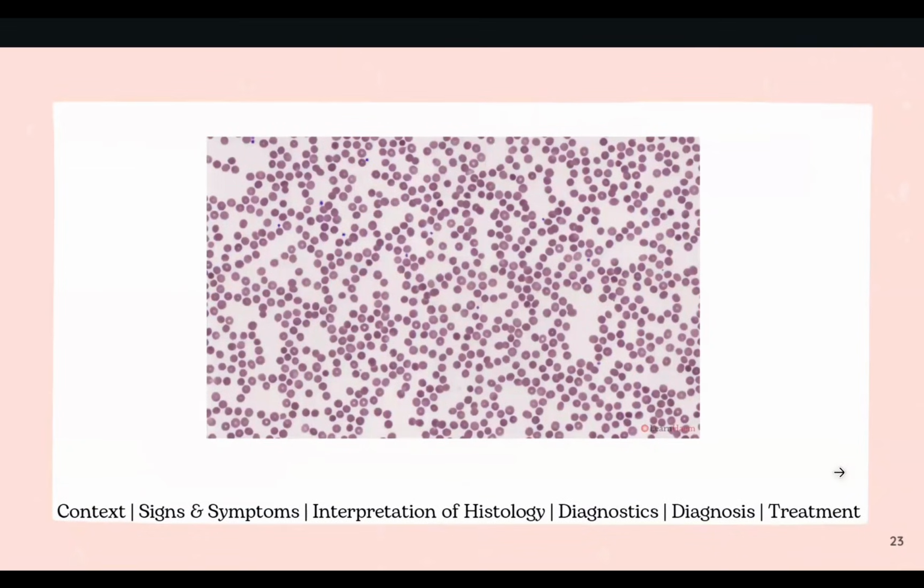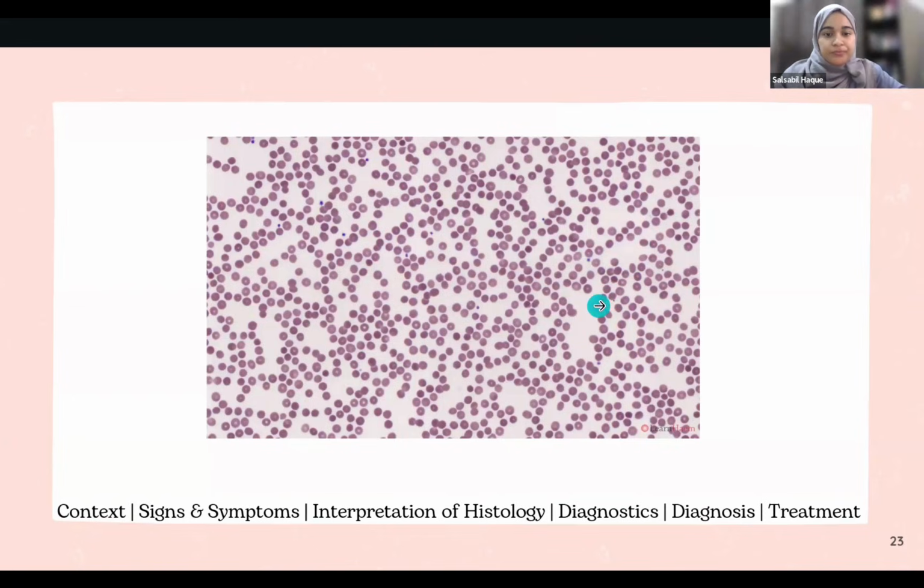Spherocytosis. Very good. You can see spherocytes, a very distinct picture. So the context: maybe the patient is a young patient presenting with signs of anemia. They can also present with jaundice and hepatosplenomegaly. With jaundice and hepatosplenomegaly, can you tell me what type of anemias they usually present with?